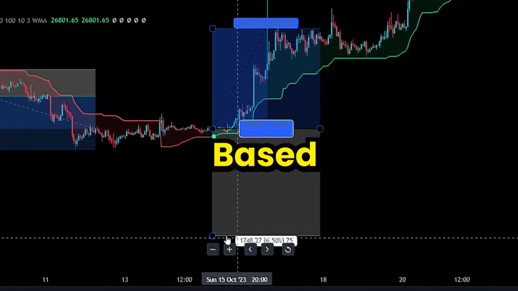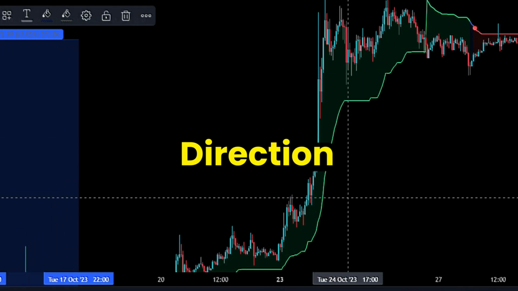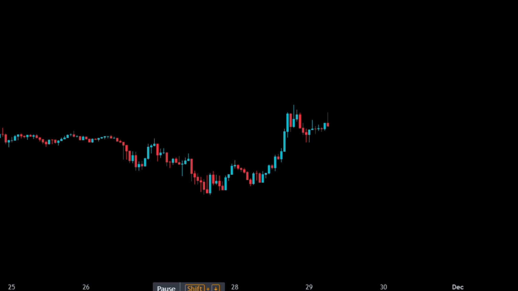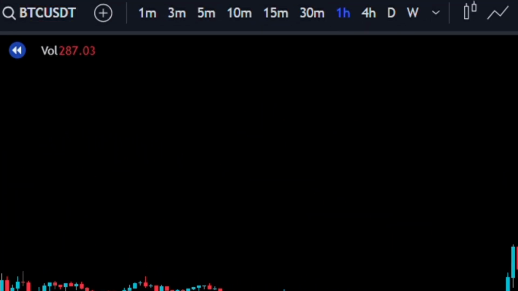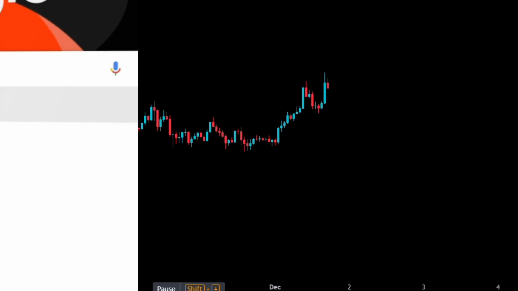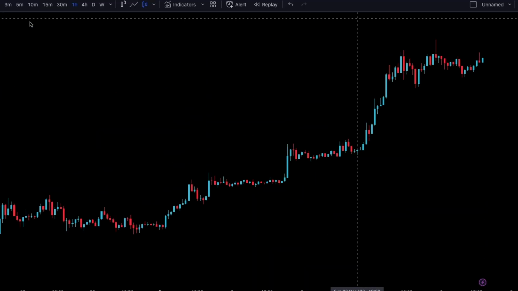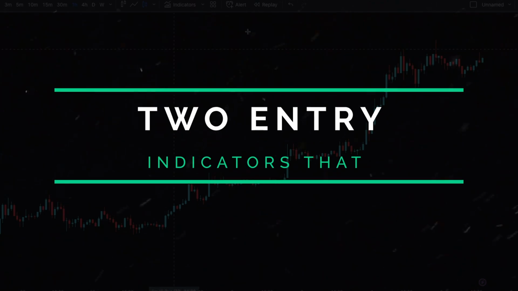This AI-based indicator predicts the market direction perfectly. Today we'll be testing it 100 times using Bitcoin on the 1 hour time frame to see if these claims are really true. First, load up TradingView, and for this strategy we're going to need 2 indicators.